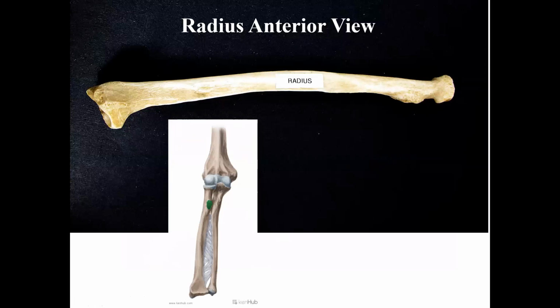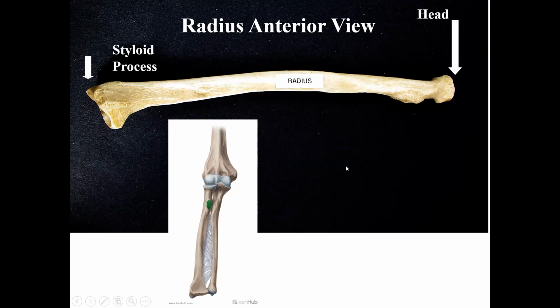Now here is another view of the radius. This gives you a better perspective on the head, the neck, the radial tuberosity and the styloid process. So there's our radius: styloid process, head, neck, radial tuberosity. You can see it highlighted right here. You can see where the head of the radius articulates at the capitulum right there.